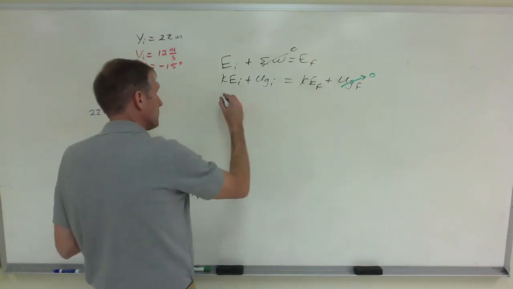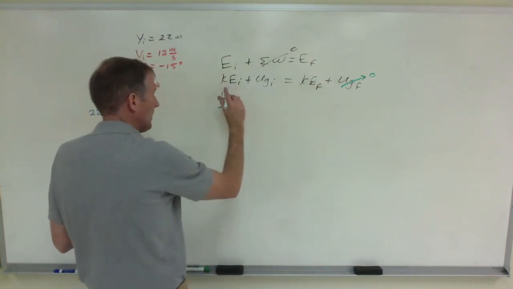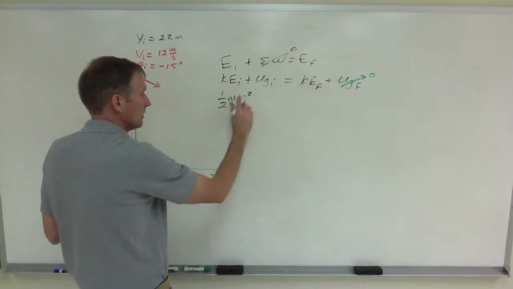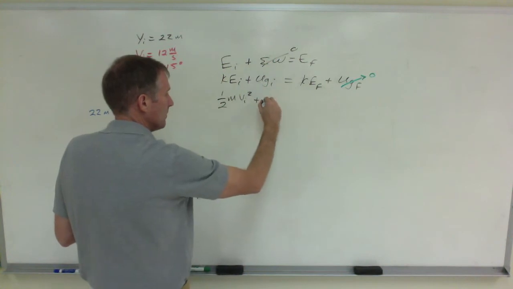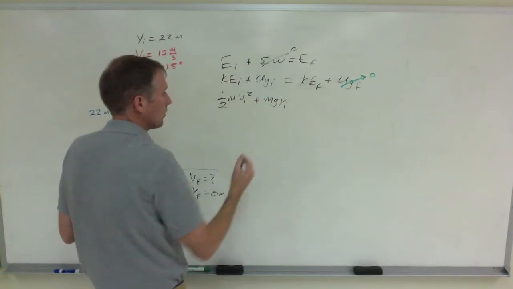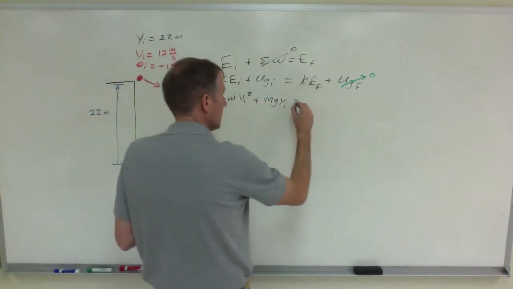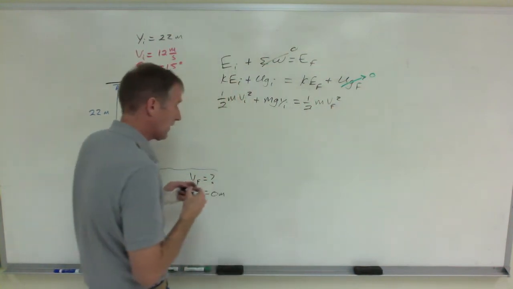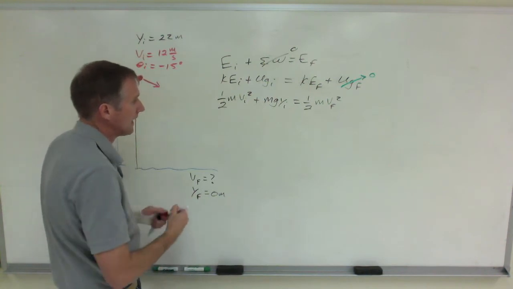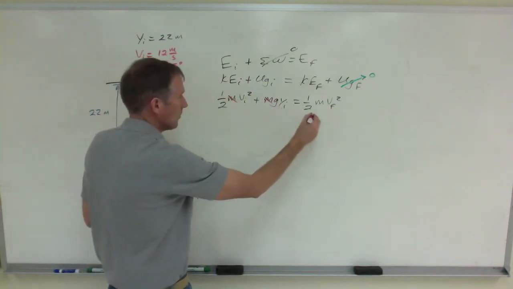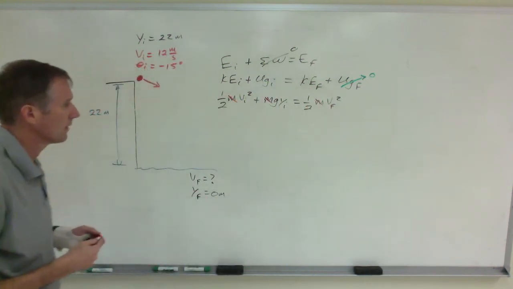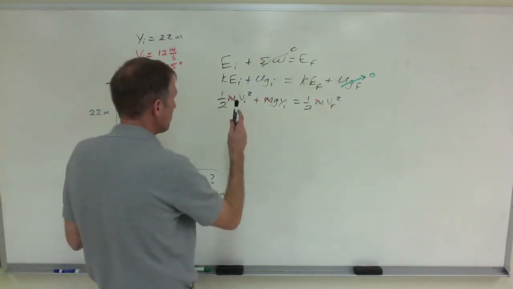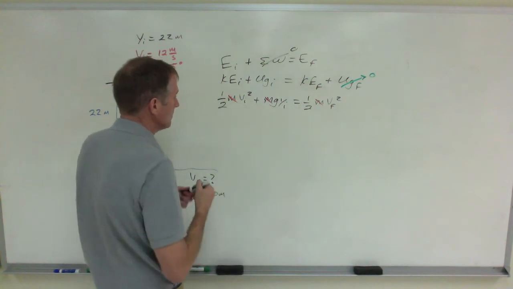So let's put in some letters here. One half m v_i squared, that's the equation for kinetic energy. This is m times g times y, the equation for potential energy. And then one half m v_f squared, the equation for final kinetic energy. Notice that mass is common to every term. And then you can put in the numbers and solve.